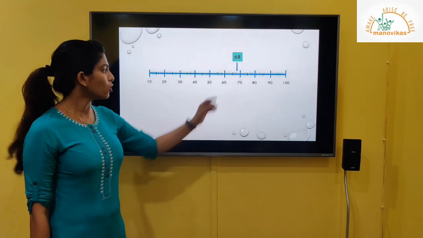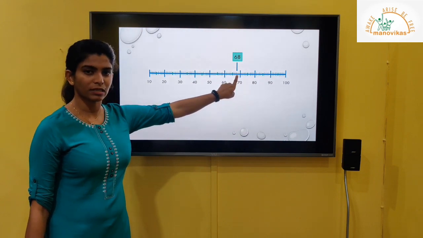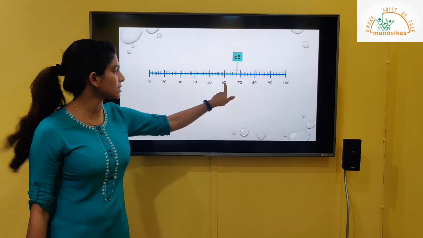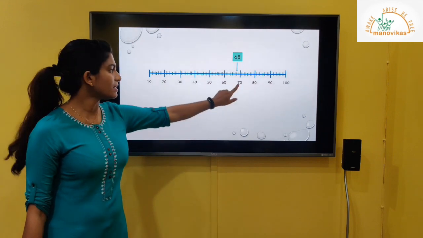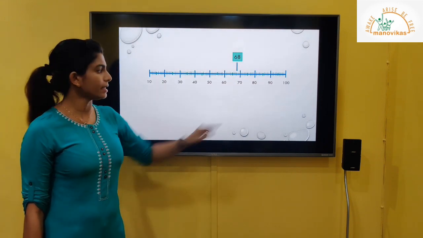68. Look at it. 68 is coming somewhere here. I have marked it here. Now tell me which number is near, 60 or 70? 70 is near to 68. So we round it to the nearest 10, that is 70.